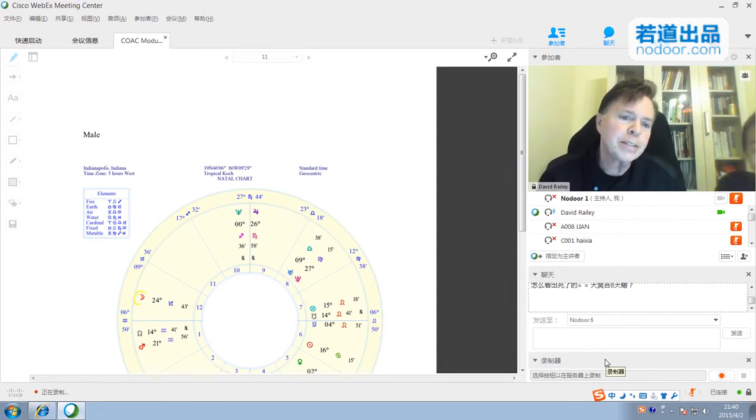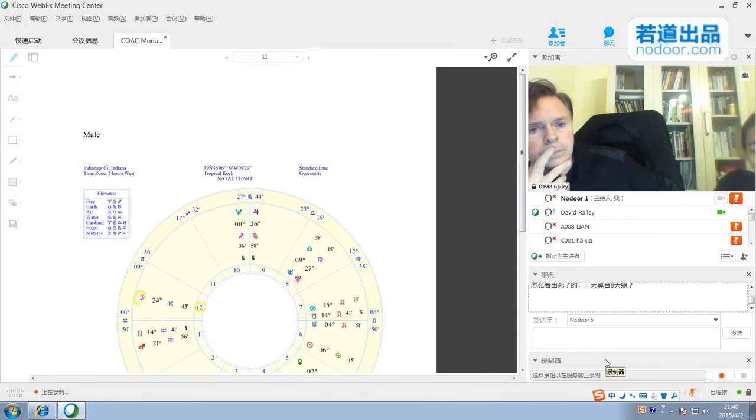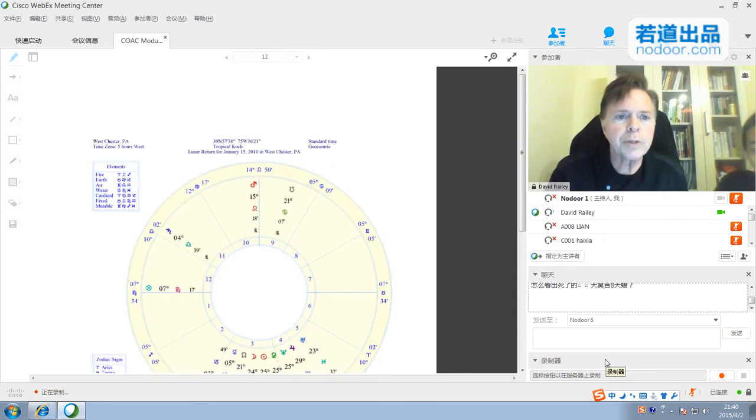So he's found a way to use astrology to help as a kind of coaching tool for management in corporate America. However, let's take a look at the lunar chart listed below. If I can get to it here, here we go.